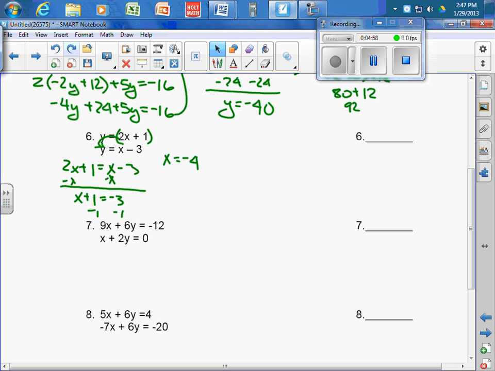Plug that -4 in for the x, and you get 2 times -4, which is -8, plus 1 is -7. So you'll have the point -4, -7.